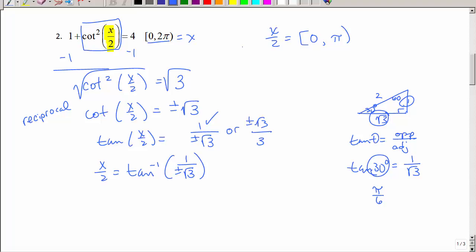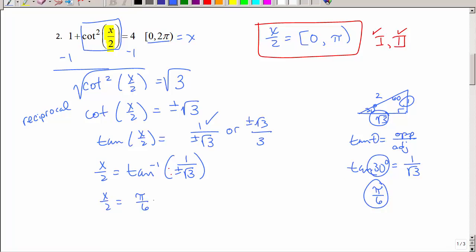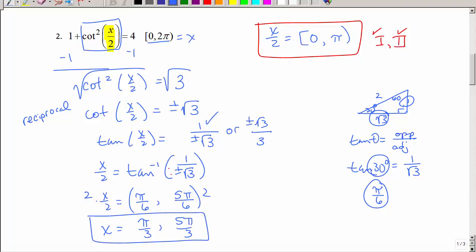And I need to look at this interval, quadrant 1 and quadrant 2. So tangent is positive in quadrant 1, it's negative in quadrant 2, so that means I need two answers because I have a plus and a minus. So x over 2 in quadrant 1, it's pi over 6. In quadrant 2, it's 5 pi over 6. Then I'm going to multiply both sides by 2 to solve for x, and I have pi over 3 and 5 pi over 3, and those two answers are in my original interval.